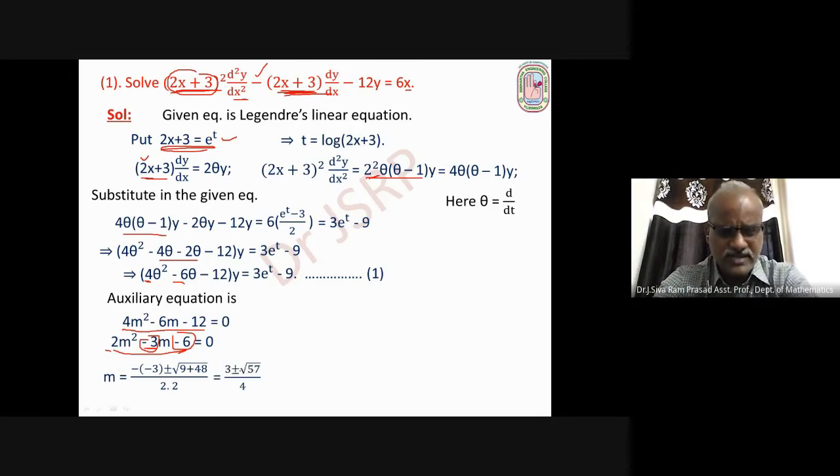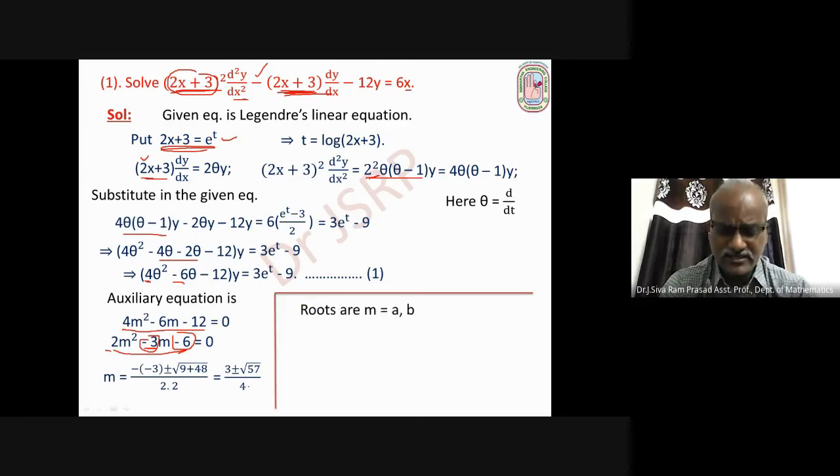So under the square root we have a positive number. Okay, still this is a real number but an irrational number. So 3 plus or minus root 57 by 4 means 3 plus root 57 by 4 is one root and 3 minus root 57 by 4 is another root. So here root 57 is an irrational number but it is a real number. So overall we have two distinct real roots.